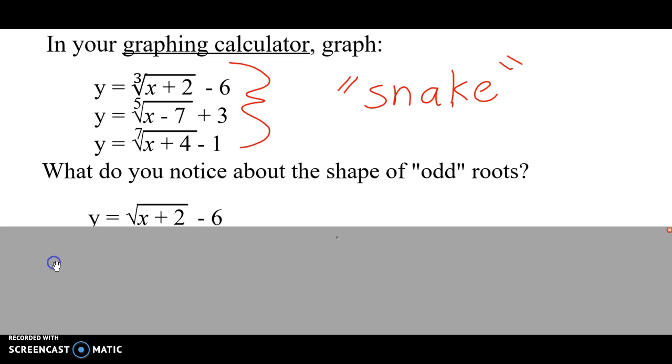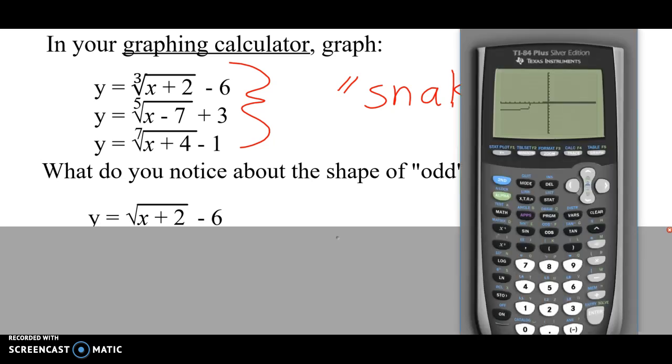Now I want you to graph this one here. Graph the square root, and we already know what a square root looks like, but a square root of x plus 2 minus 6.